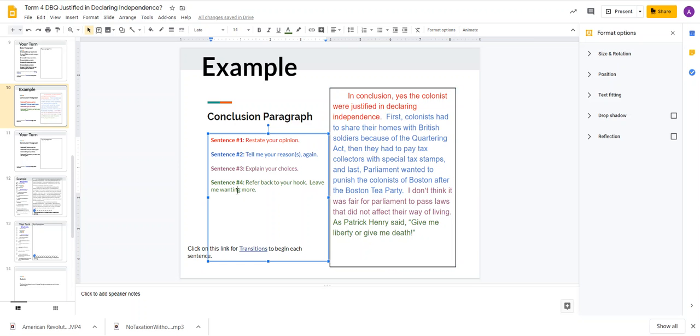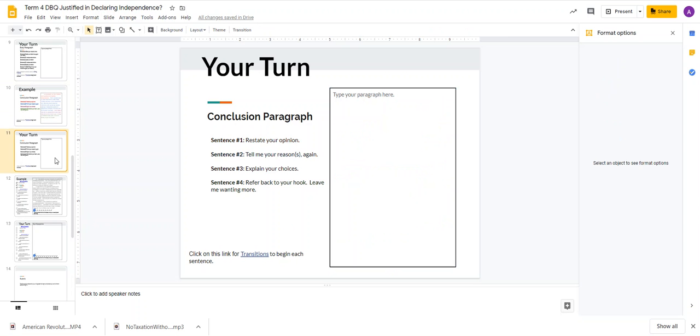And then I'm going to go back to my hook. My hook started with Paul Revere's famous quote, the British are coming, the British are coming. But I'm going to leave my last sentence since Patrick Henry wanted independence. And I believe that the colonists were justified in declaring independence. My last sentence, my hook, is as Patrick Henry said, give me liberty or give me death. So that's my rough draft.